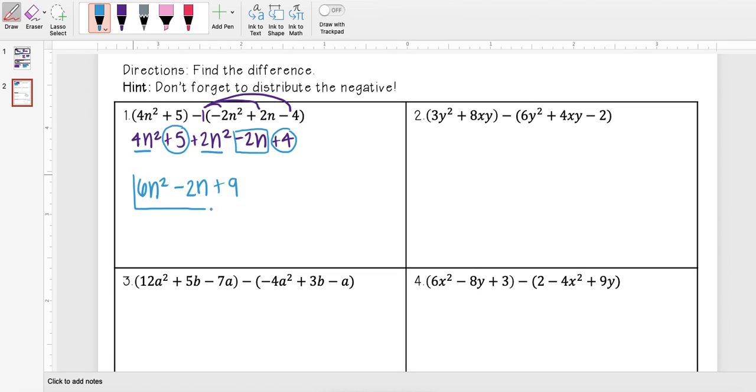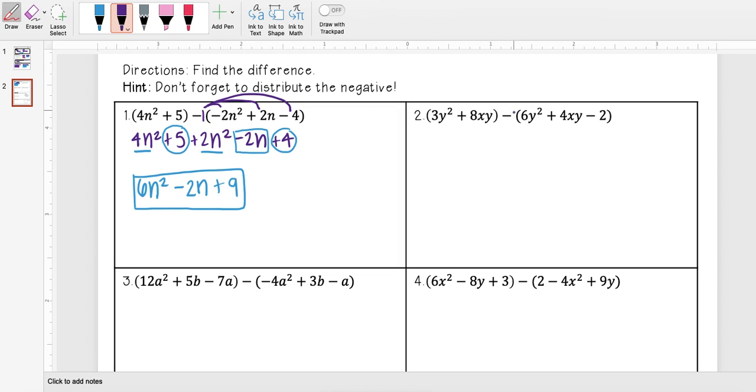So you see, I'm doing several different methods of how to mark which like terms that you have. So here I did my n squares with lines. I did my n with a rectangle, my 5 and 4 with a circle. Whatever works for you is going to be great. Okay, let's try another one.